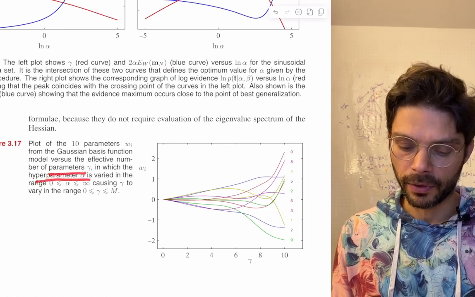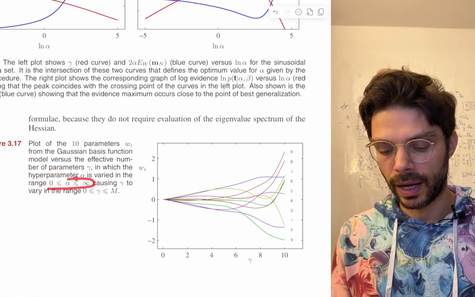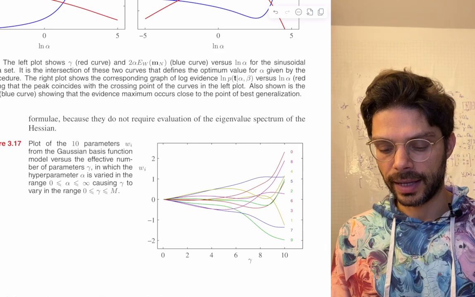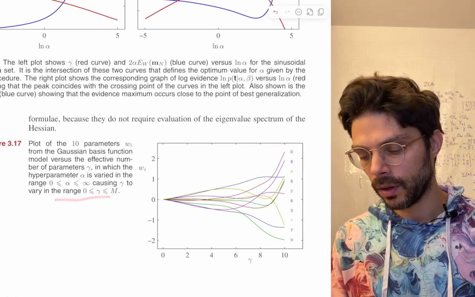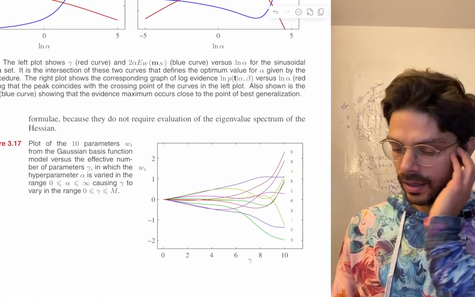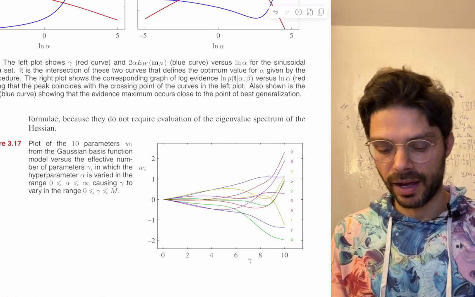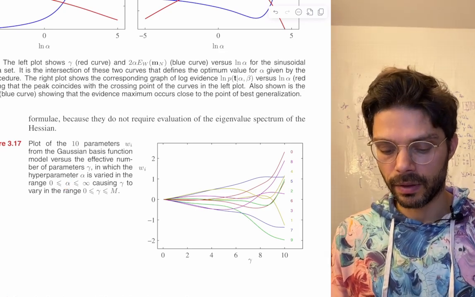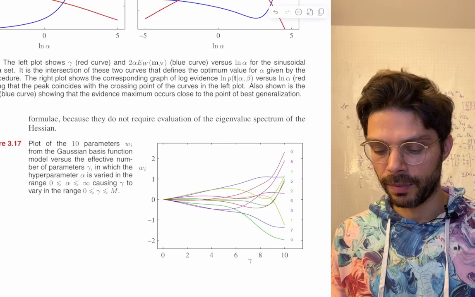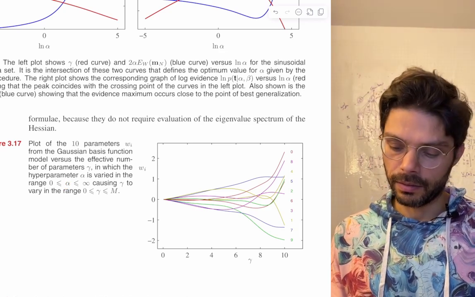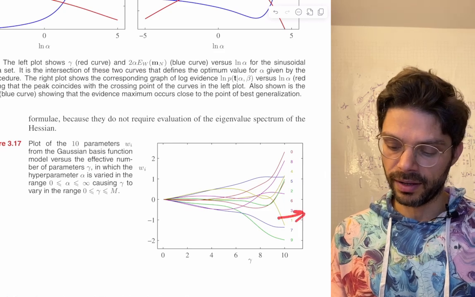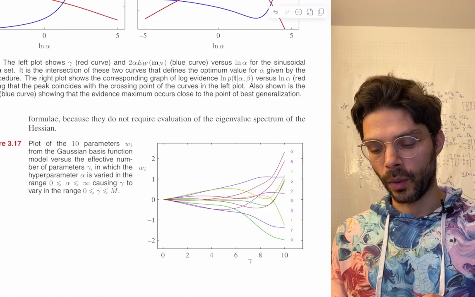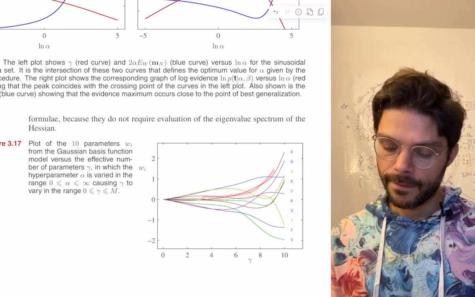in which the hyperparameter alpha is varied in the range 0 to infinity, causing gamma to vary in the range from 0 to M. Again, I guess this is not very surprising, right? As you increase your penalty, alpha, from, let's say, 0, which would be towards this end, all the way to infinity, you get that your weights are shrinking, which is essentially what we see.